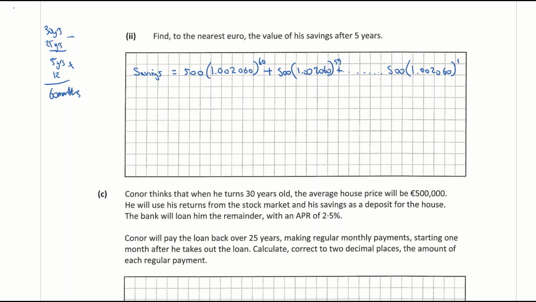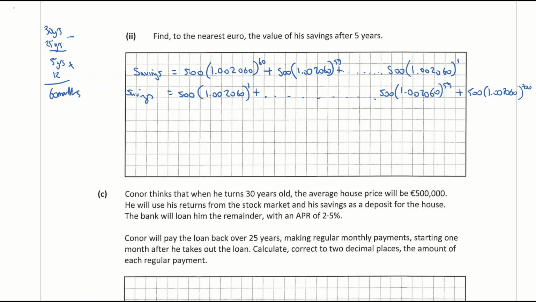From that now, we can hopefully see that it's a geometric series. I'm just going to rearrange Connor's savings in ascending order. So I'm going to go 500 times 1.002060 to the power of 1. I'm just changing the order here basically. Nothing wrong with that. It's still the same sequence. 500 times 1.002060 to the power of 59, and then plus the 500 times the interest rate to the power of 60. So it's the same thing.